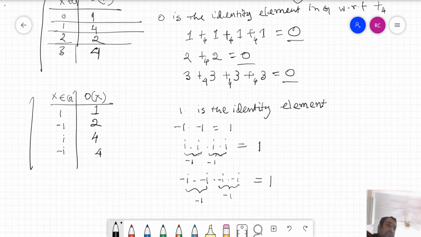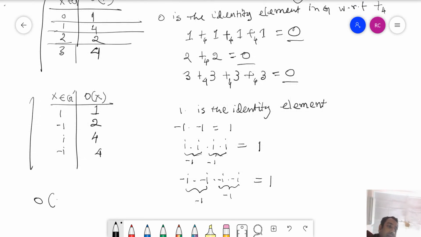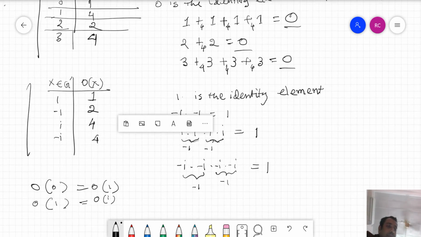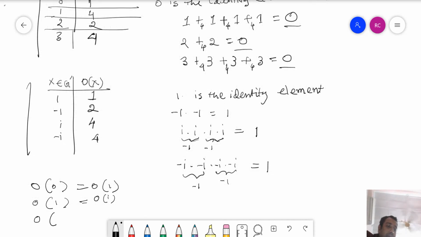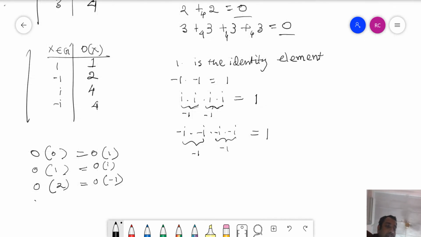Now if we compare these two tables, we will see that the order of 0 is equal to the order of 1, and the order of 1 is equal to the order of i, the order of 2 is equal to the order of -1, and the order of 3 is equal to the order of -i.